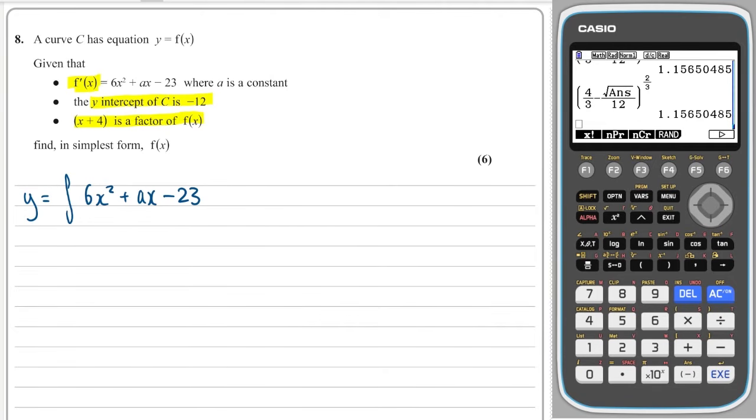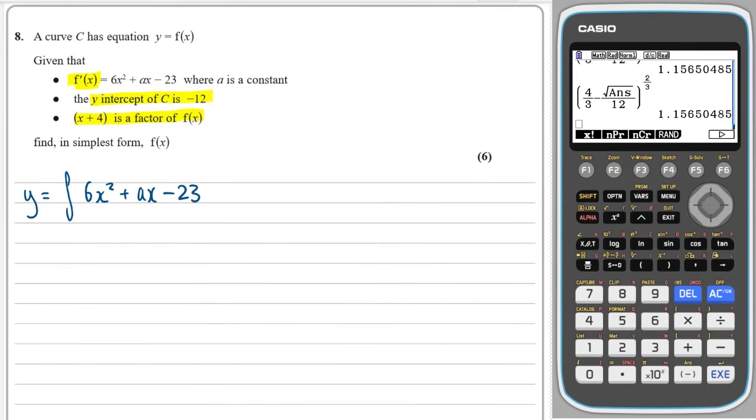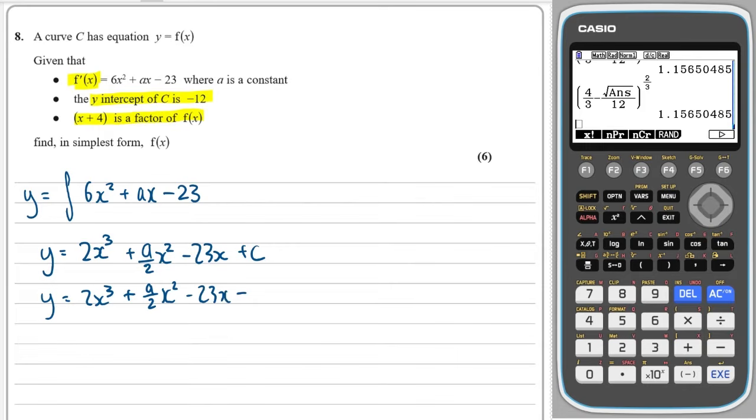Up the power to 3, divide by the new power, gives me 2x cubed. Up the power to a 2, divide by the new power, gives me a over 2 x squared, and up the power gives me minus 23x, and of course plus c. Okay, now we know the y-intercept, so we can just write that the y-intercept is the c value which is added on. It's the value when all the x's go to 0, so that is minus 12.